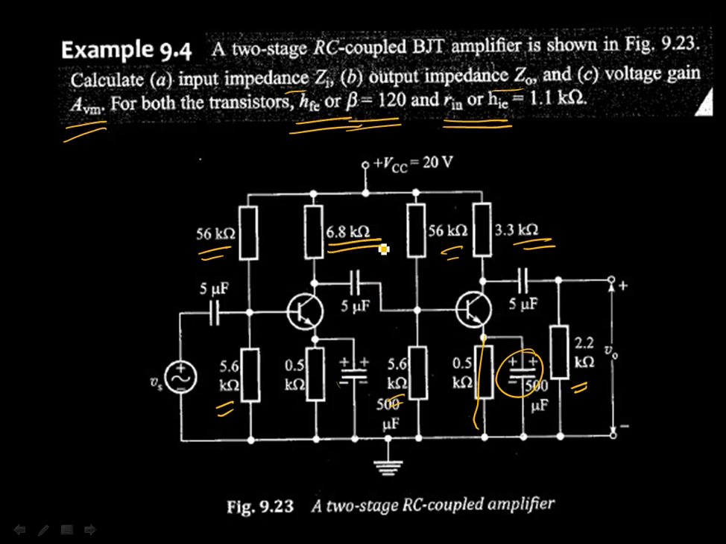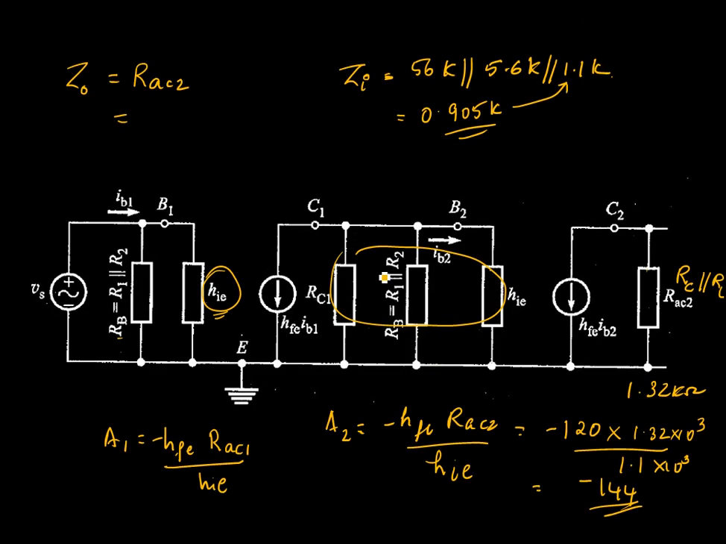RC1 is 6.8 kilo ohm, and you have the next 56K and the next 5.6K. So these are required. These are all in parallel if you consider the AC circuit. And then HIE, so that is shown here. RC1 value is 6.8 kilo ohm. Now you substitute it here to find RAC1.